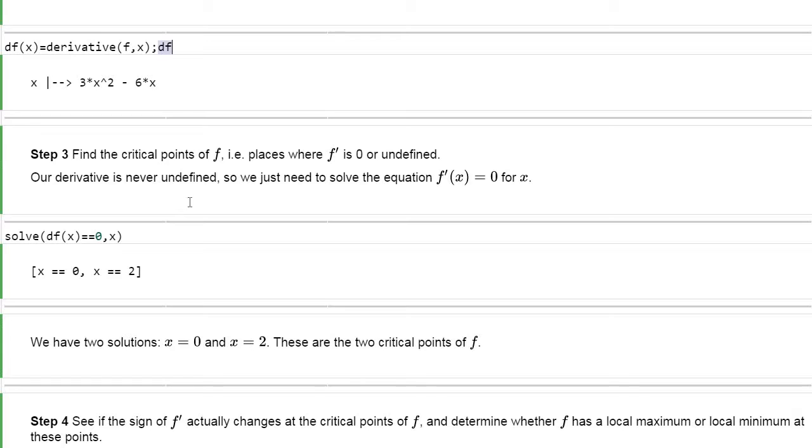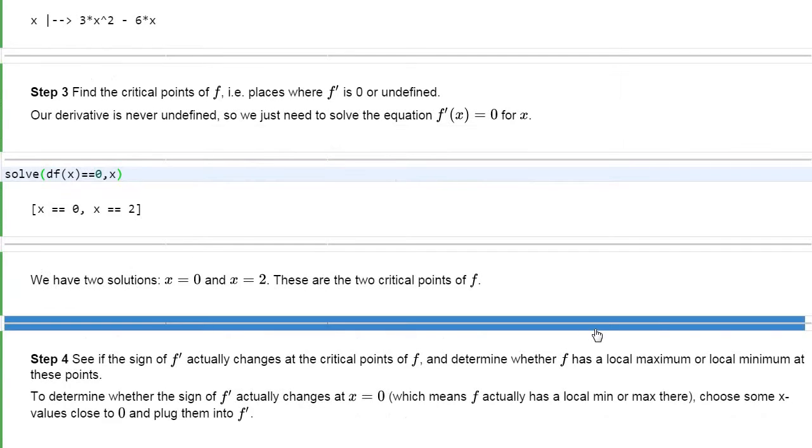For today, all we need to worry about is where the derivative is 0. So I'm going to have Sage solve that for me. I'm going to ask it to solve derivative equal to 0, and it tells me. Now if the solve command doesn't work, you might have to use find root at this stage to find out where the derivative is 0. Okay, so two places where the derivative is 0, x equals 0, x equals 2. Those are the critical points of f. Those are the places where f might change direction.